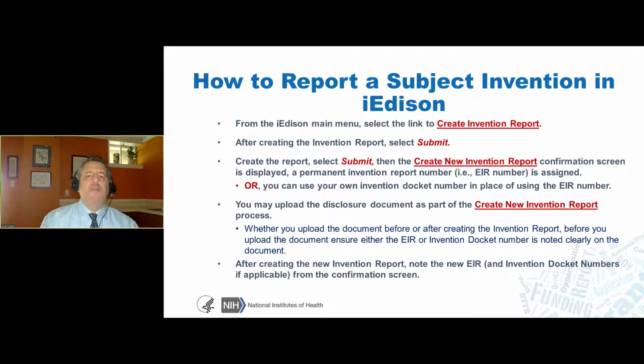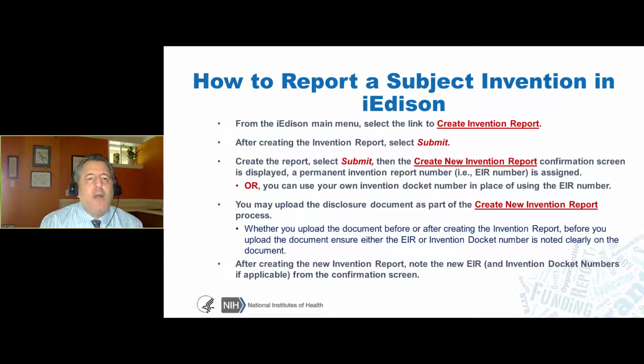Okay, so how do we report a subject invention in iEdison? Well, after creating your iEdison account and logging into the iEdison system, you would select the link to create invention report. After creating the invention report, select Submit. That will create the report, and then you would click on Submit on the Create New Invention Report confirmation screen, and a permanent invention report number is assigned.